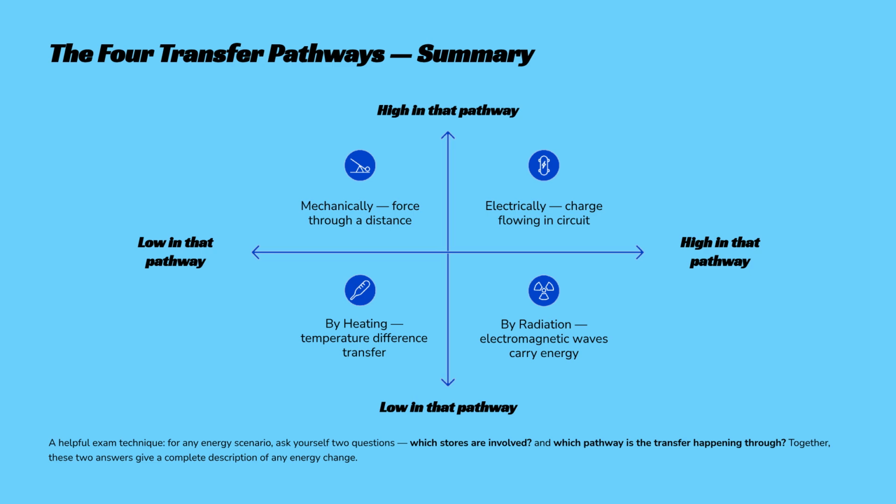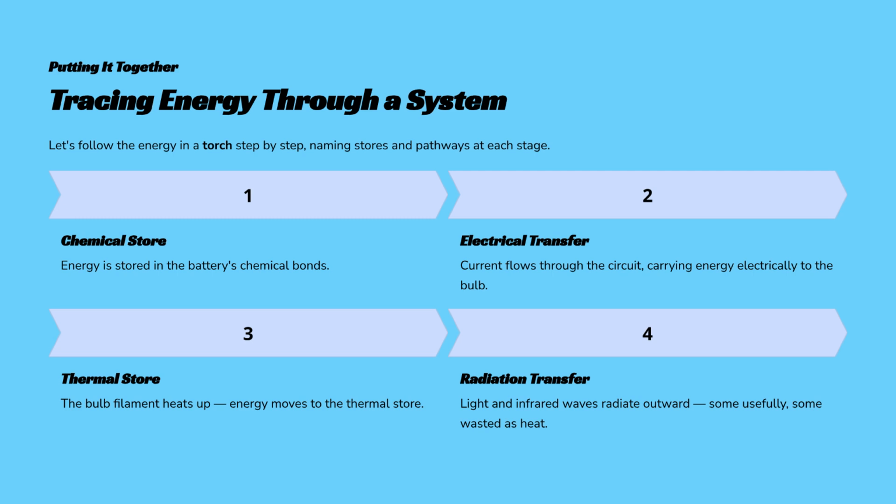Radiation can also transfer energy using electromagnetic waves. This includes visible light from a lamp, infrared radiation from warm objects, and gamma radiation released during radioactive decay. Here is a summary of the 4 transfer pathways.